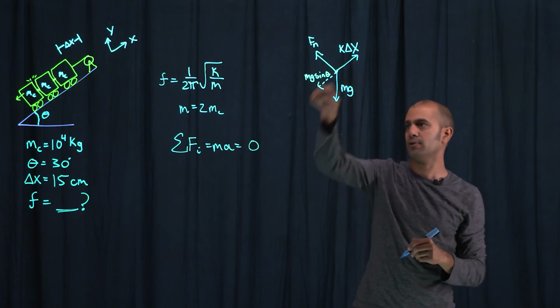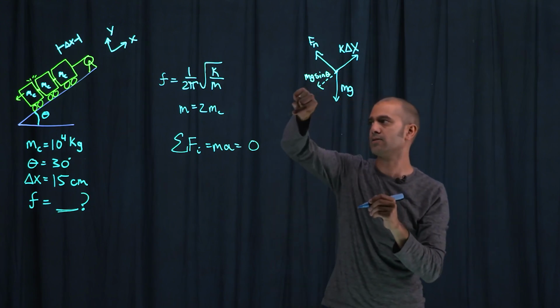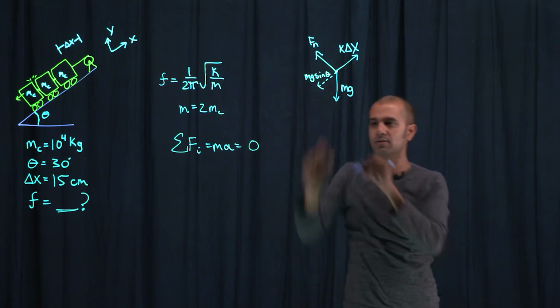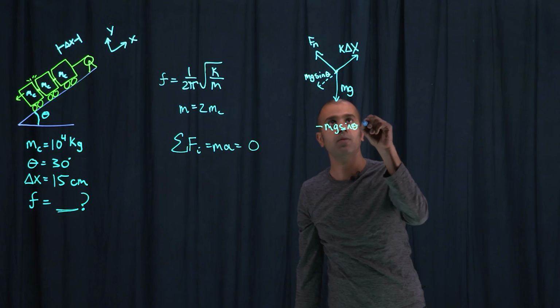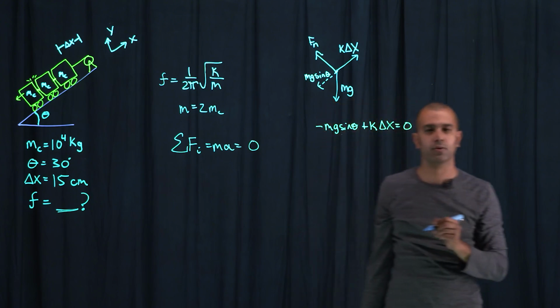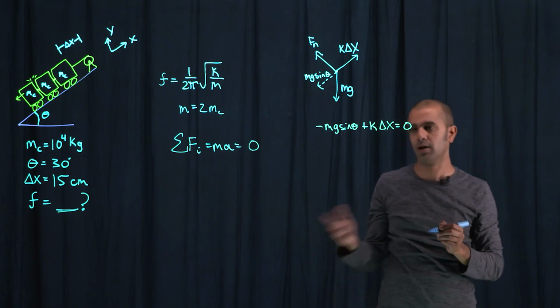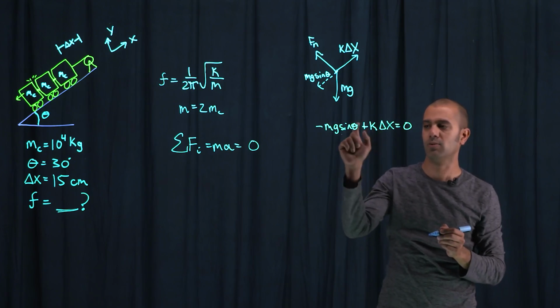Finally, plugging in these forces in Newton's second law, you find that this one is in the negative x direction, this one's in the positive x direction. So you have minus mg sine theta plus k delta x equals 0. Now the question is, what do we have here? We have delta x, we have theta, we know g. We're looking for k, but we don't have the mass.